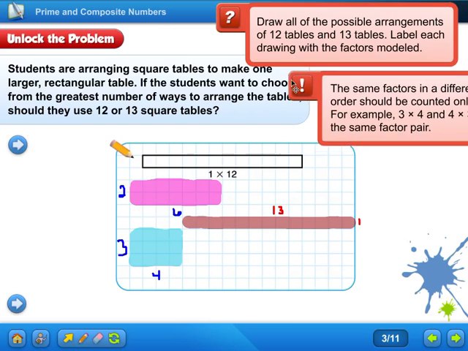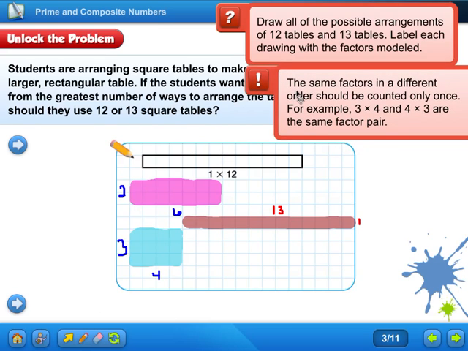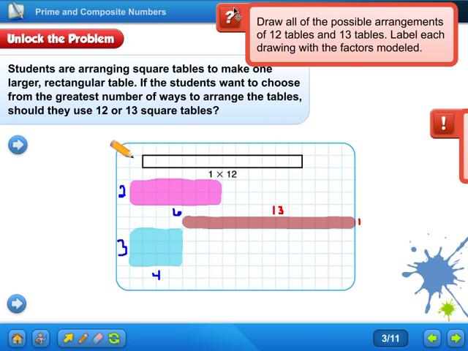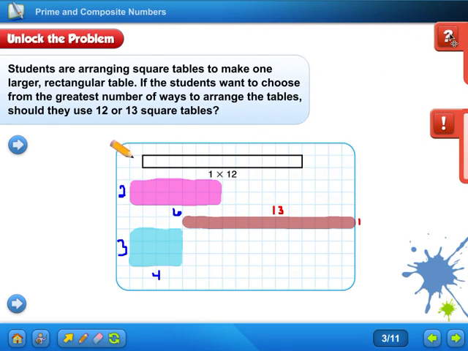All right, and one other thing they want to tell us is some factors in a different order should be counted only once. For example, 3 times 4 and 4 times 3 are the same factor pair. So I could make it 4 down and 3 across, but it would be the same factor pair. So I don't need to draw both of them. So I've drawn all my possible ways.